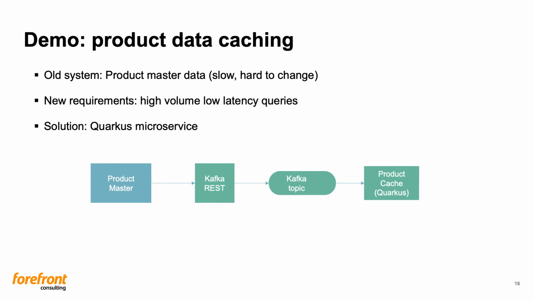And if we look at this little diagram I drew here, you will find it's very similar to one that Anders showed before. So we have this old system exporting data through a REST call with a little adapter so that it ends up on a Kafka topic. And then we'll consume from that topic in our new Quarkus microservice to implement this cache. So let's go into the demo.